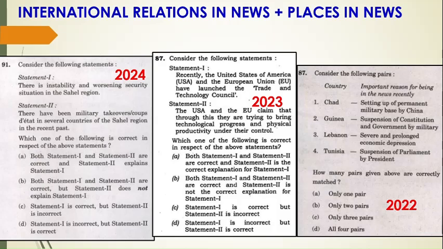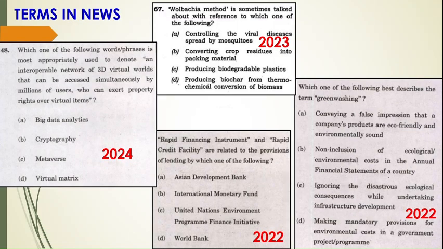Then the 2023 question: recently the USA and EU have launched the Trade and Technology Council, followed by statements. Then the 2022 question, they gave a list of countries in Africa and why they were majorly in news, like what happened there. Then you'll have to keep a note of terms in news. For example, the 2024 prelims question: the metaverse was quite in news this year, so they gave a question whose description pertains to the metaverse. This is how UPSC tends to ask questions. So please make a note of all this.